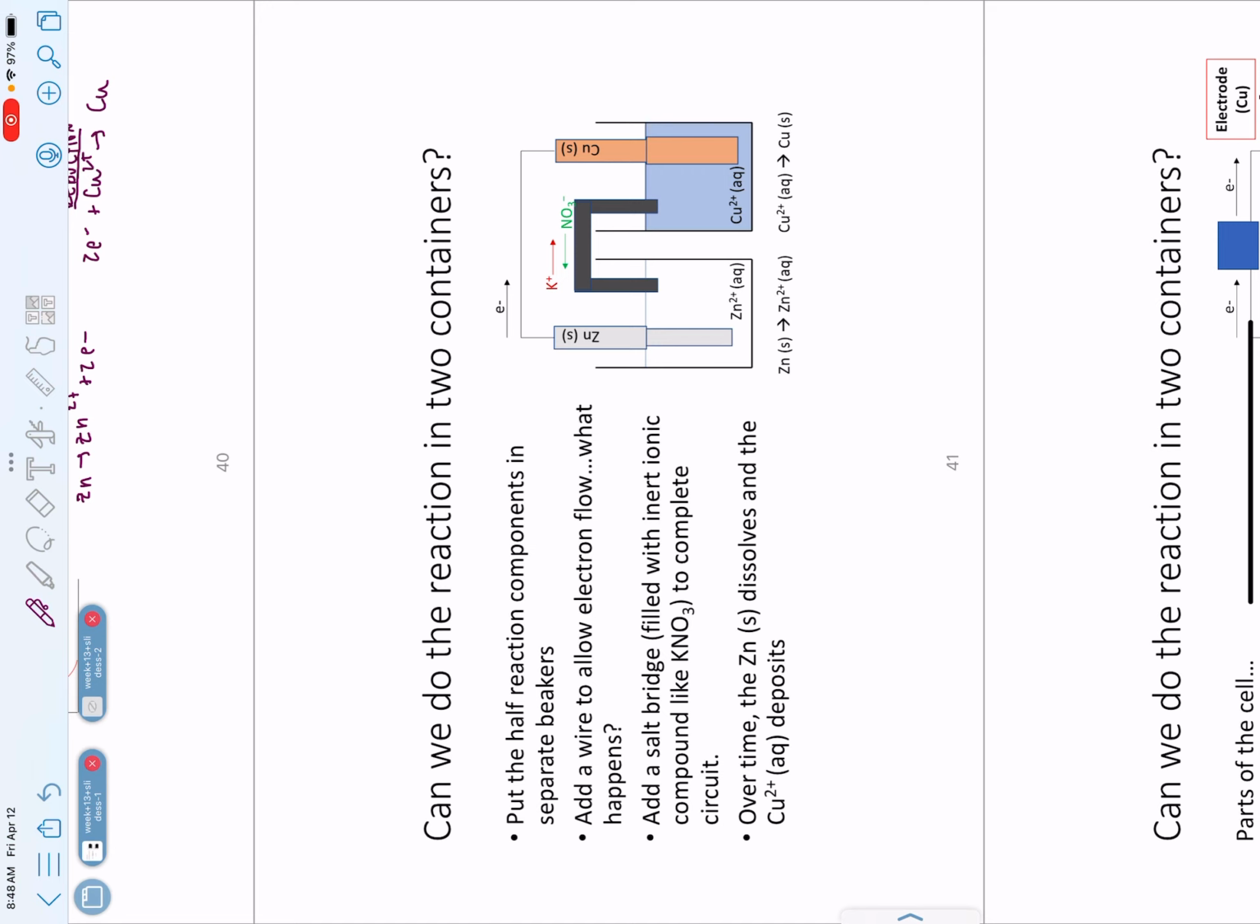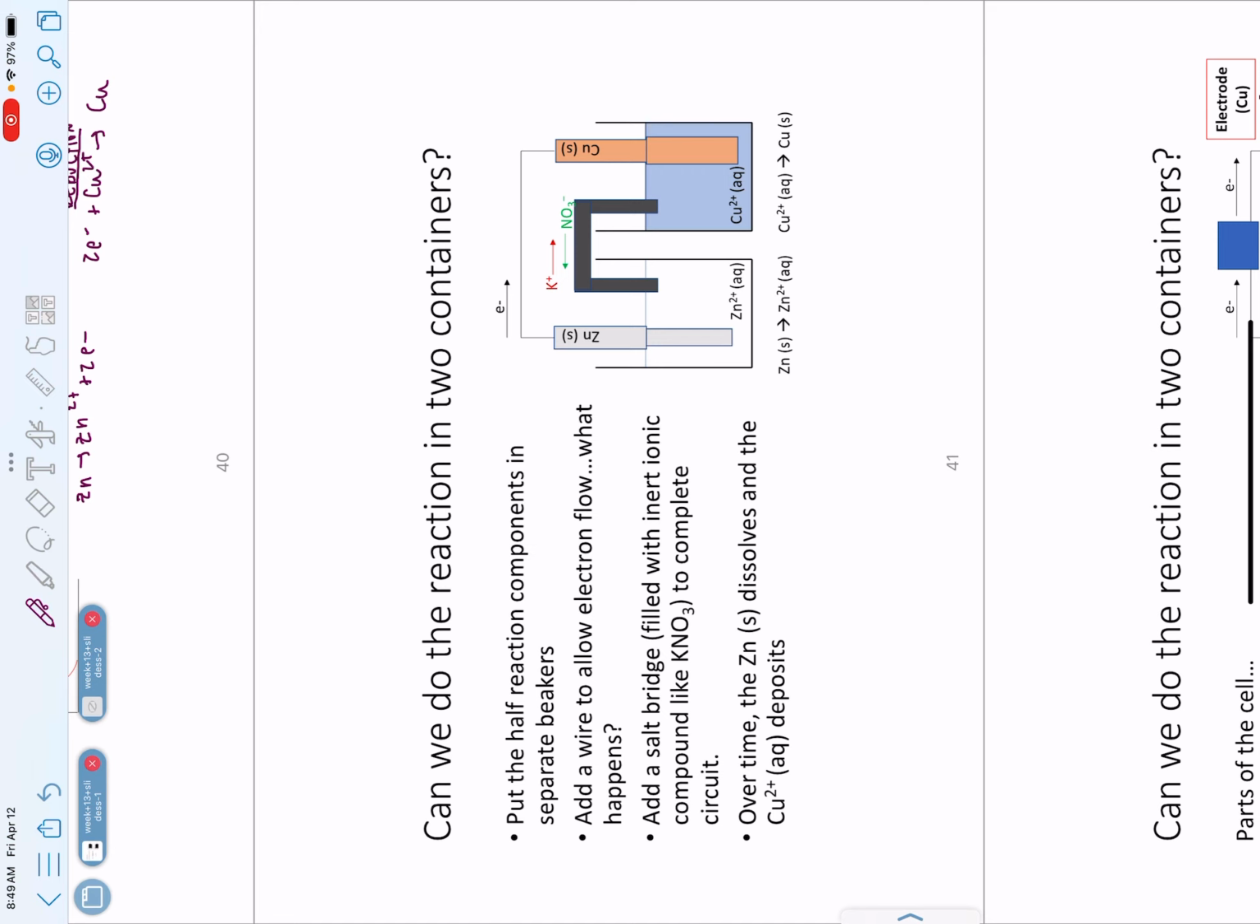So what's happening? Over time, my zinc is turning to zinc plus 2. It's slowly dissolving on this side of my reaction. My zinc solid is going away. As my reaction continues, I'm making this. Over here, my copper solution is becoming less concentrated because my copper is depositing as copper solid on the surface of the electrode. So my cartoony drawing here shows you that the copper is getting bigger, the zinc is getting smaller over time as this reaction occurs.